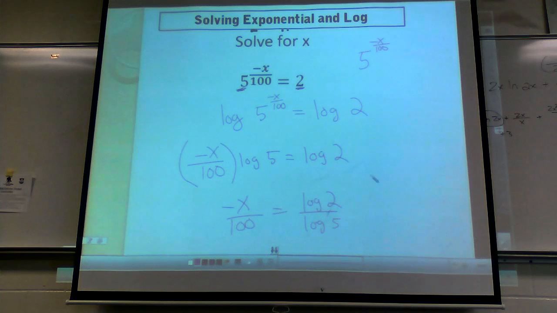So then you've got negative x over 100 equals log 2 over 0.43. Alright, and then I would just multiply by 100, well, negative 1. But, yeah.